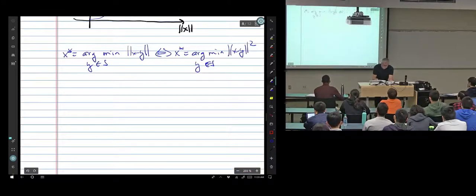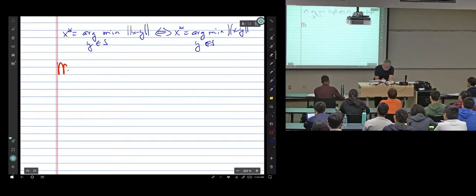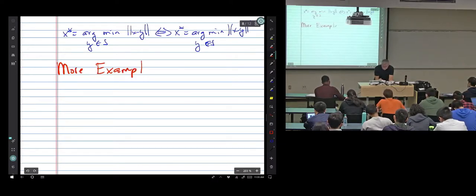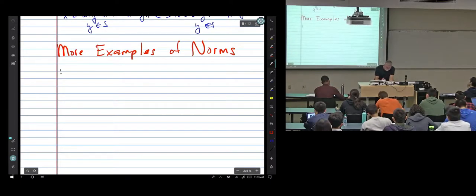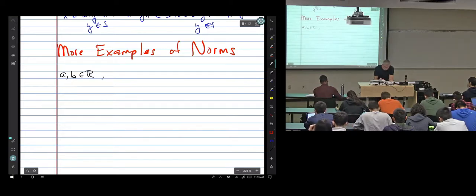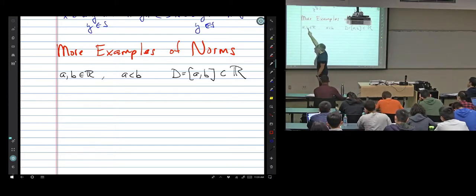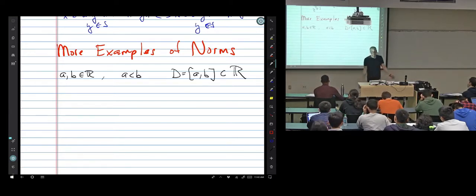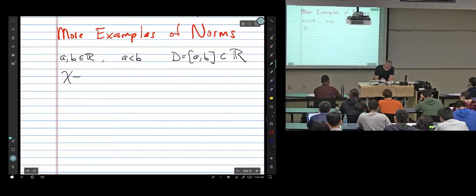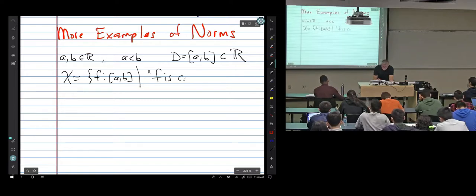Okay, let's do a couple more examples of norms, just so we can use these. So let A and B be real numbers, so they're finite, A strictly less than B. And let our interval be the bounded set. They're real numbers, not in the extended real numbers, so they can't be infinity. And then I want A less than B, so this is a non-empty closed interval. I'm going to let X equal the set of all functions from A to B such that f is continuous.